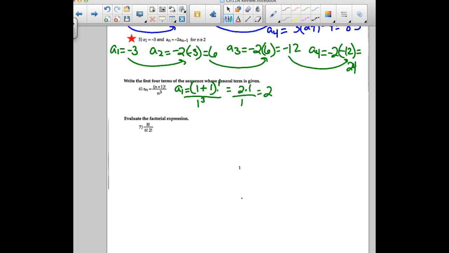Our second term says take 2 plus 1 factorial divided by 2 cubed. All right, well, 2 plus 1 is 3. 3 factorial is 3 times 2 times 1. And on the bottom, 2 cubed would be an 8. So we get 6/8, or 3/4 if we reduce it.